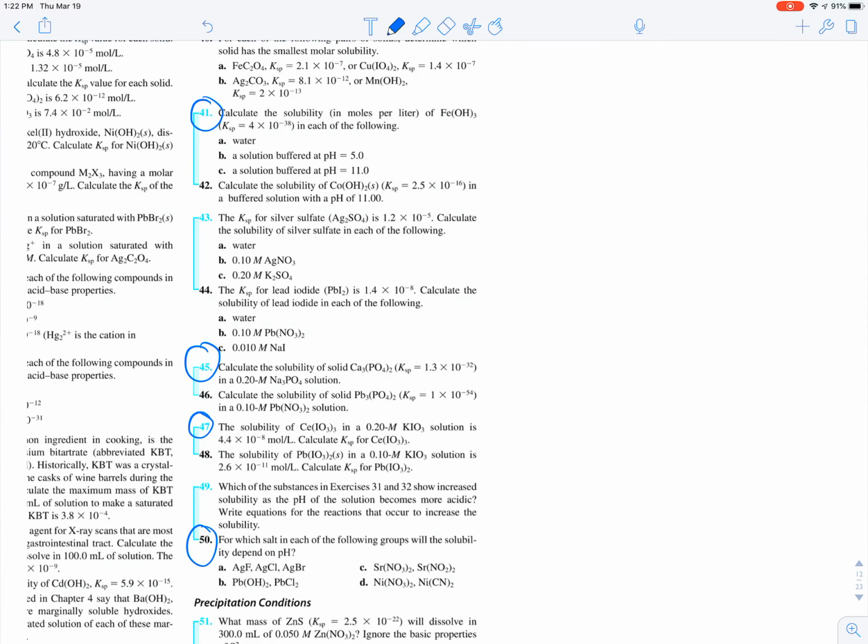This is the work that you have to do based on these slides. So 41 is asking about the solubility of iron 3 hydroxide in each of these solutions. This is a little bit confusingly phrased, a solution buffered at pH equals 5. So basically, when it's saying pH equals 5, it's giving you information to calculate the concentration of something that will relate to this compound. So think about it that way, and same with 11.